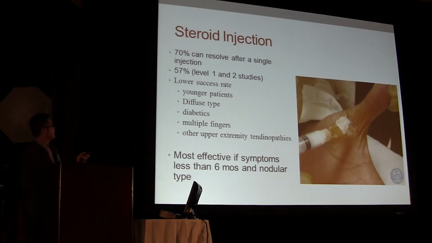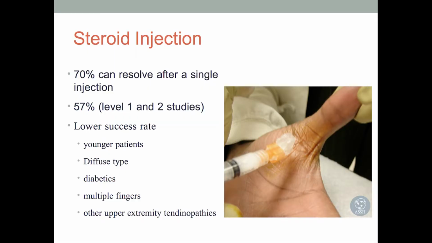Steroid injections, after a single injection, about 70% will resolve. And from our studies, if you start adding better studies, it drops to 57%. So I usually tell patients 50-50. The first injection, you have a 50-50 shot of getting a cure. And then if you come back and get a second injection, I usually say that's also 50-50. I usually don't do more than 2 injections for trigger fingers. If you fail 2 injections, then it becomes operative.